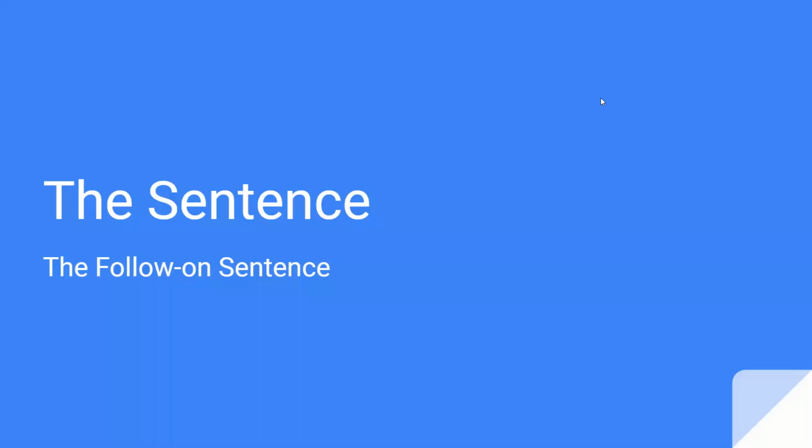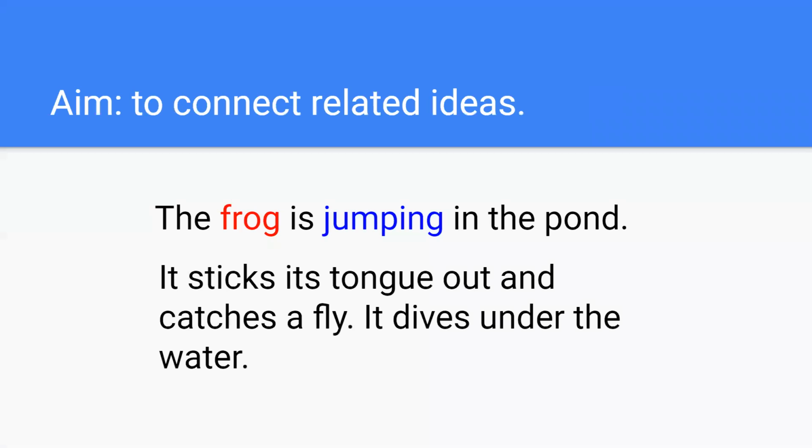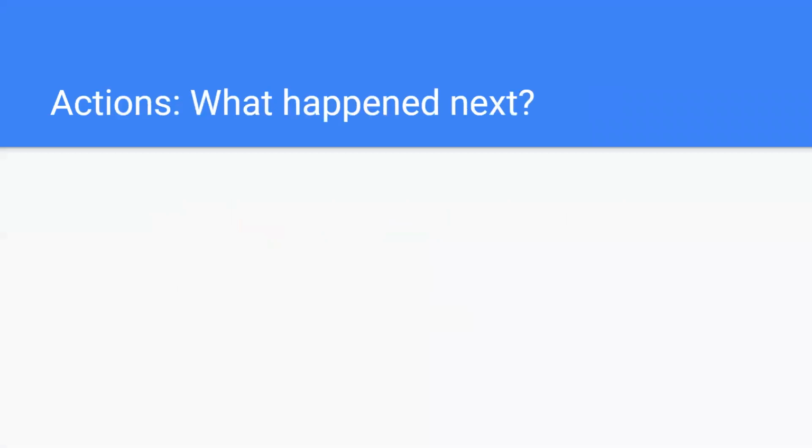Once students have an understanding of how to create the sentence, we want to take them to the next level. The aim is to add one or more sentences to create a small paragraph. We do this by using a technique called a follow-on sentence. This will help students connect their related ideas. There's a few different ways we can build these related ideas.